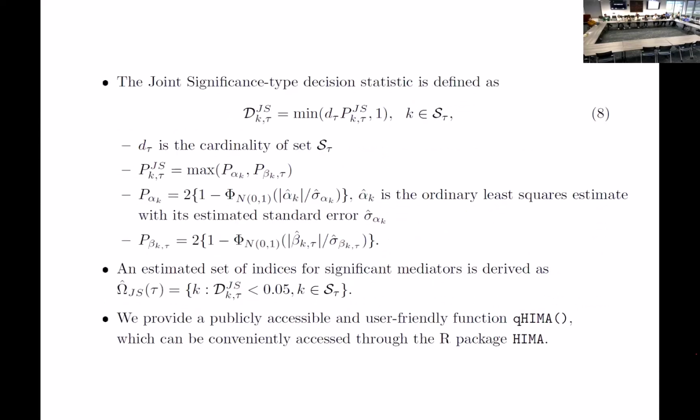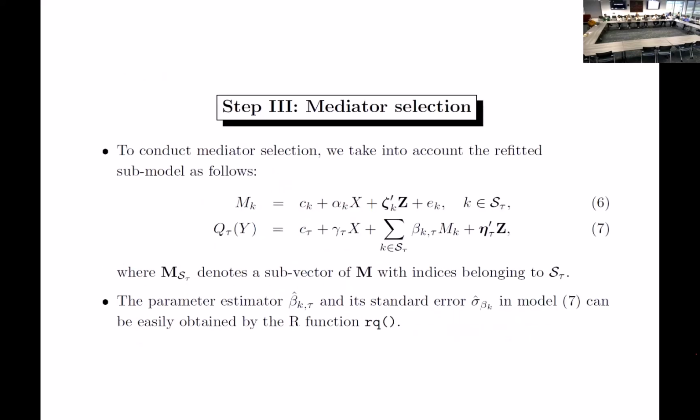Then the joint significance test decision is as follows. We define D as the minimum of this first term and 1. D tau is the number of elements in this set, that is, how many are non-zero. P is the maximum of these two P values, one for alpha and one for beta. Alpha is simple: it's just ordinary least squares when we regress each M on the exposure. And P beta is what we got from the previous model fitting here.